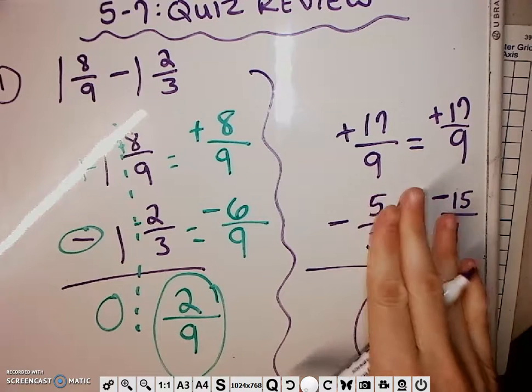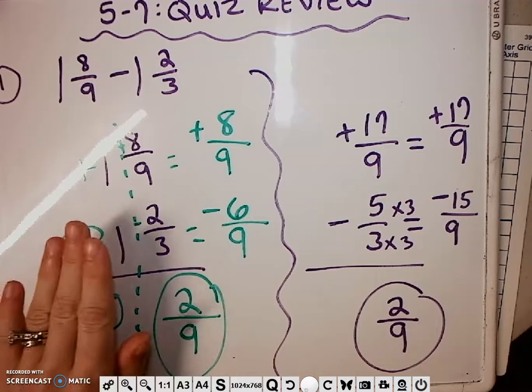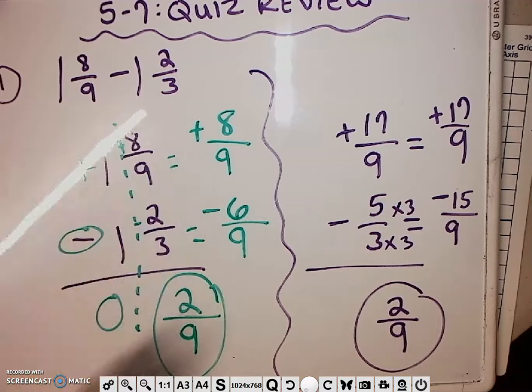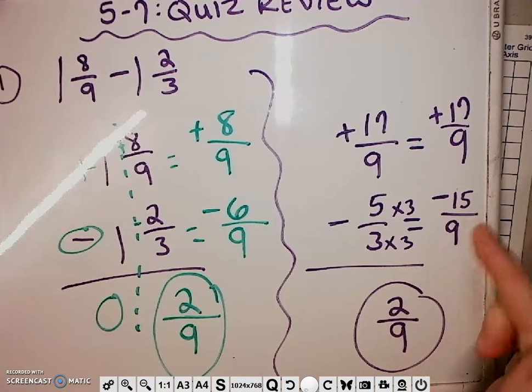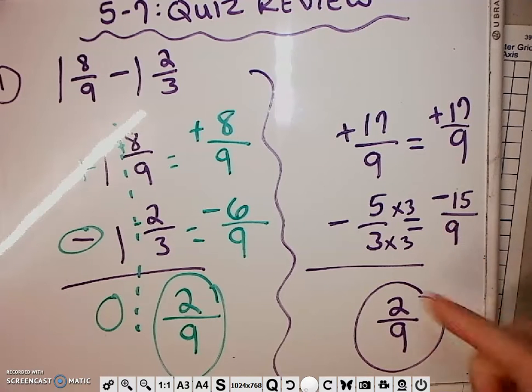This is changing it to improper, and this way we're just regrouping. We're first dealing with our whole numbers, then our fractions. This way works every time. You don't have to think too much about it. So I highly recommend doing it this way, but whatever works for you.